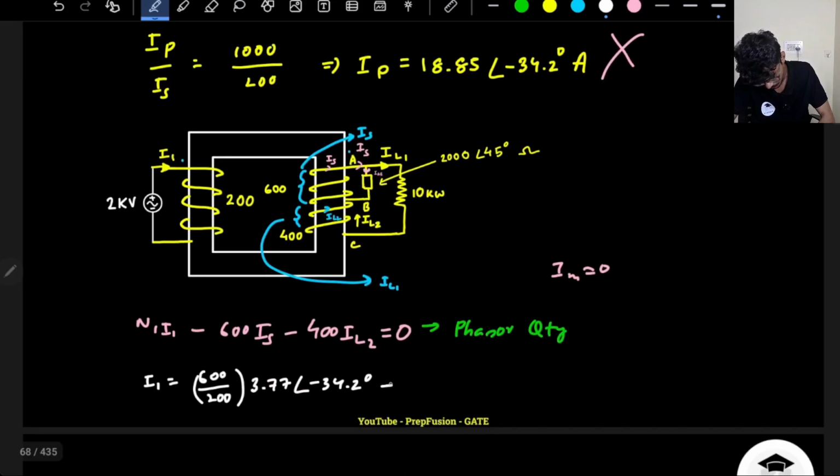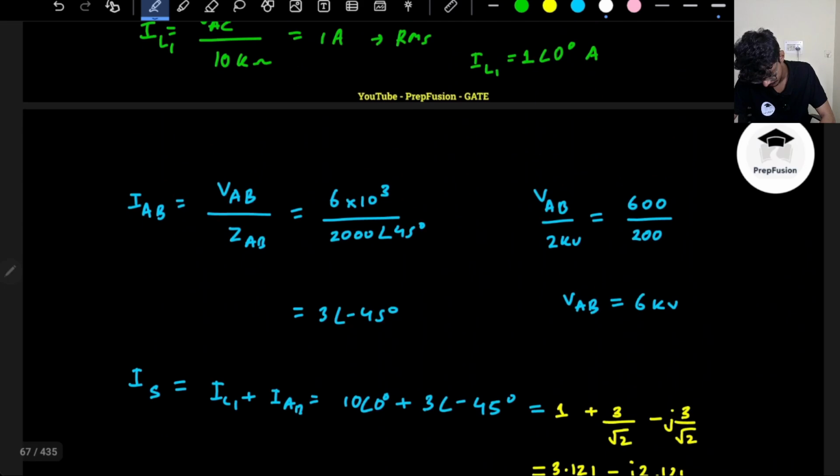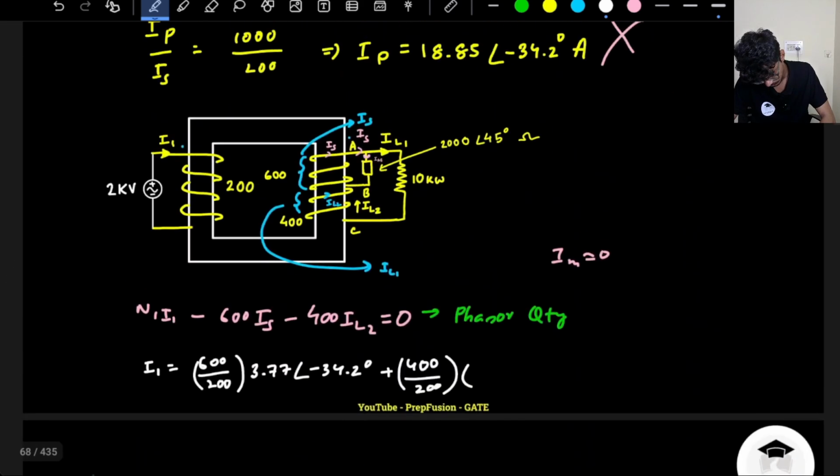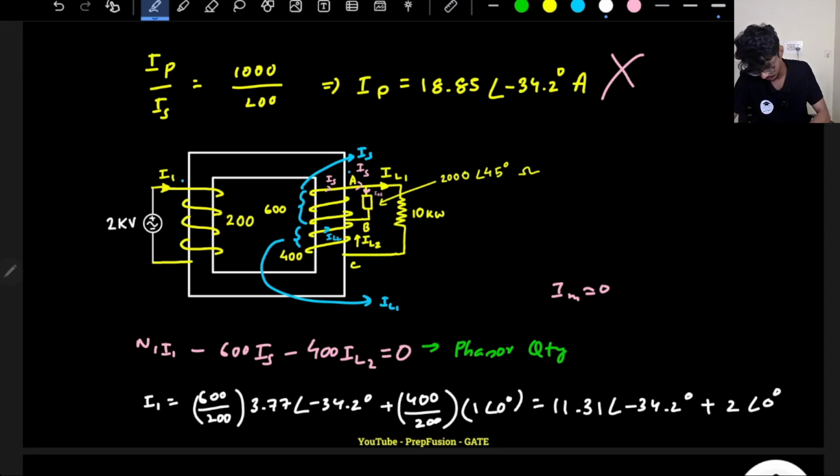Then plus 400 divided by 200 into the value of IL1. IL1 value is supposed to be 1 angle 0. So now this will be 3.77 into 3, so it comes out to be 11.31 angle minus 34.2 degrees plus 2 angle 0 degrees. So okay, I have to calculate this value.